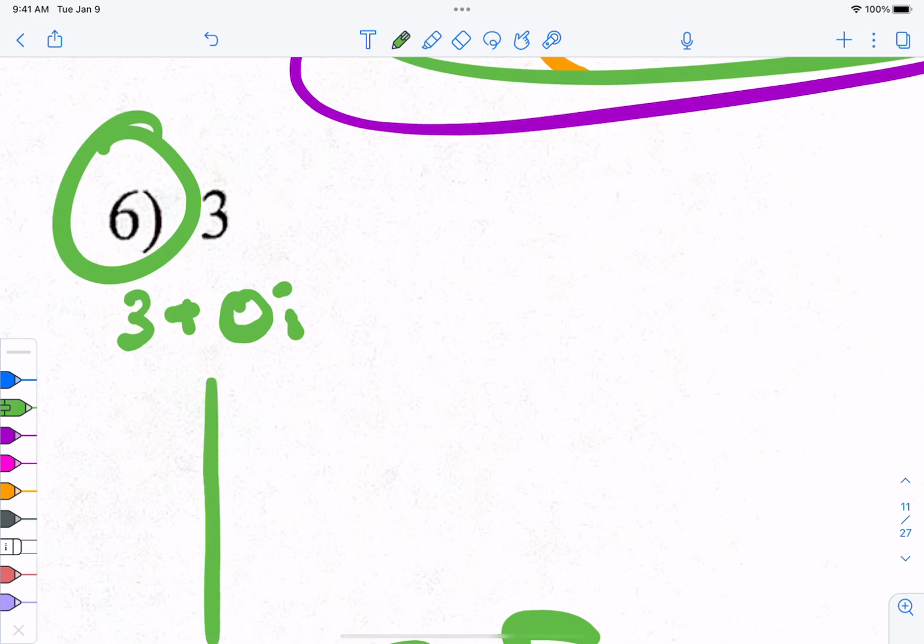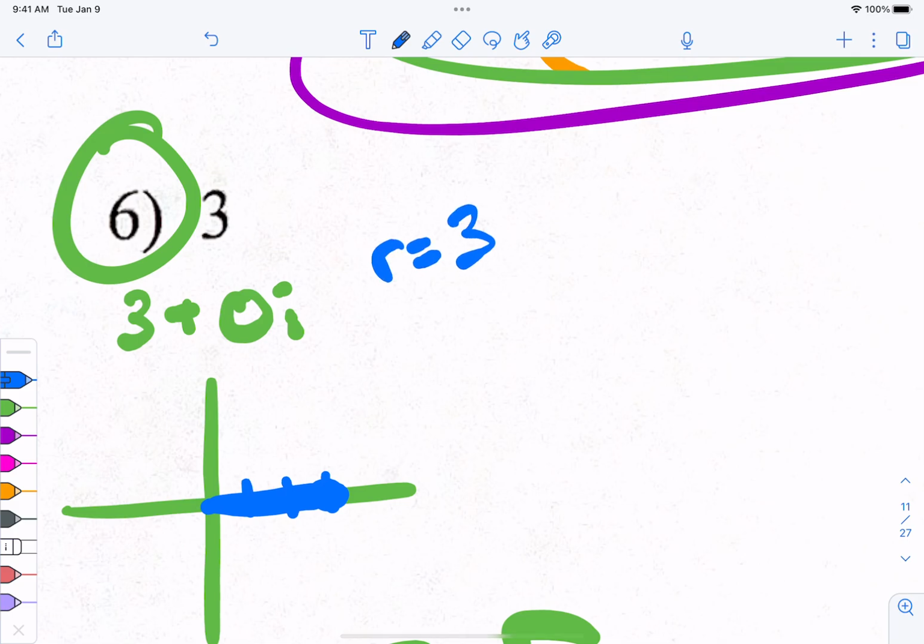Okay, did you hear Luke's question just now? 3 plus 0i is going to be over here, 1, 2, 3, okay? So fine, we'll just do it. What is the R going to be? 3, right? 3 squared plus 0 squared, square root of that is 3. It's just 3 units, okay? And then I have 3 cosine of, what's the angle going to be?